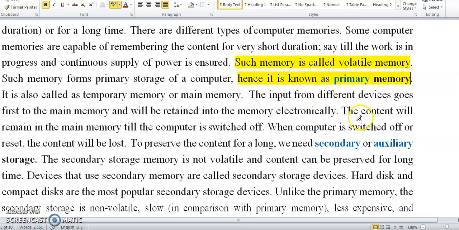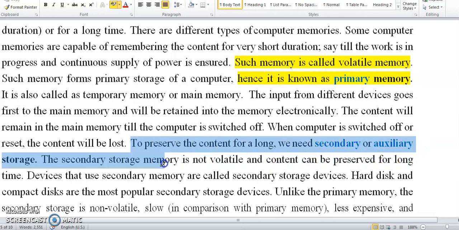The input from different devices goes first to the main memory and is written into the memory electronically. The content will remain in main memory till the computer is switched off. When the computer is switched off or reset, the content will be lost. To preserve the content for a long time, we need secondary or auxiliary storage. See, two different words: primary and secondary, volatile or auxiliary.